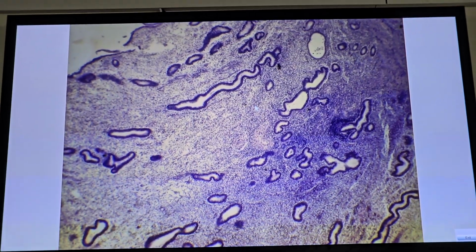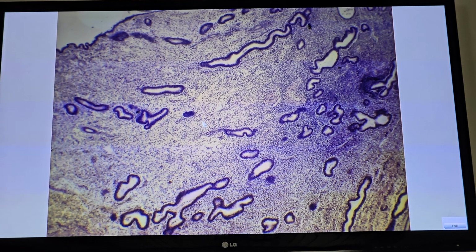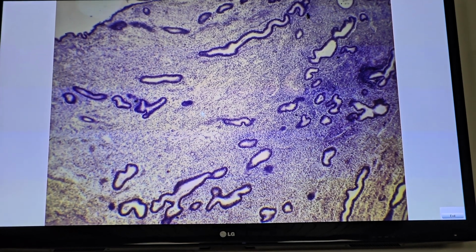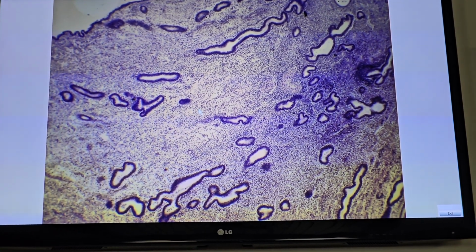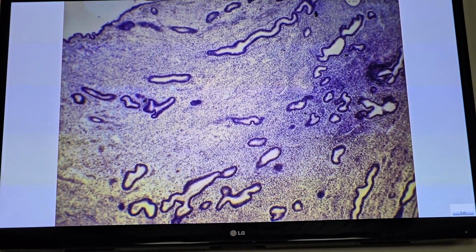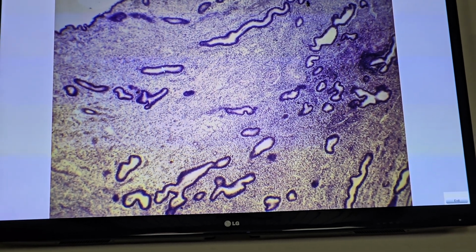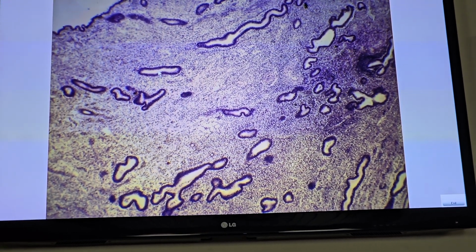This section of the uterus during the follicular phase or estrogenic phase. We can see the uterine glands appear as straight tubules with narrow and relatively empty lumen.